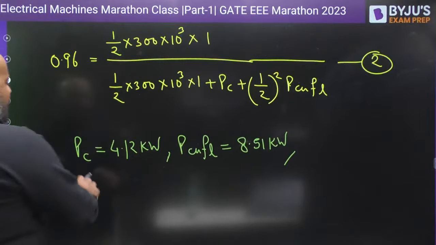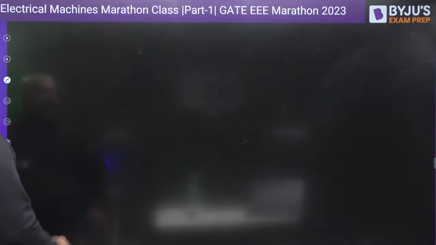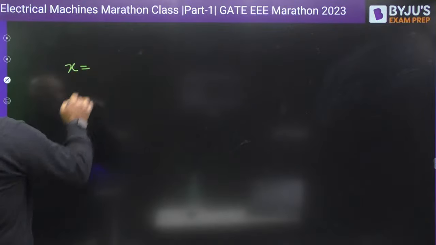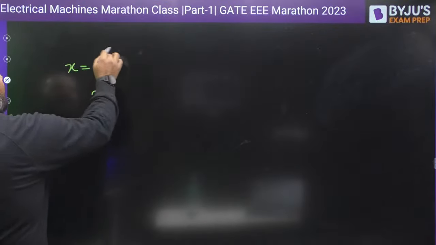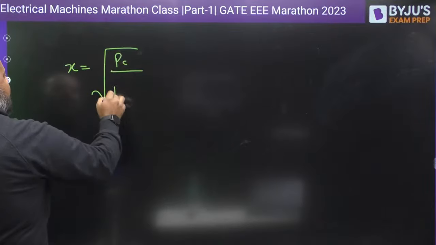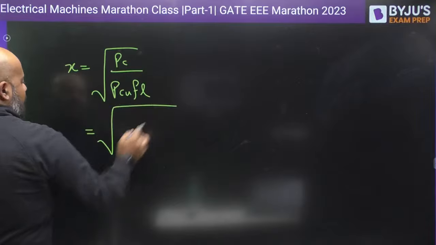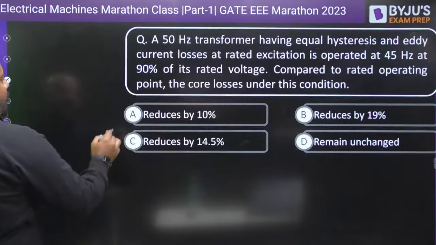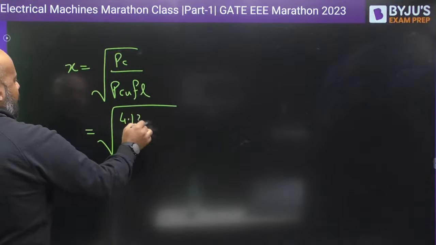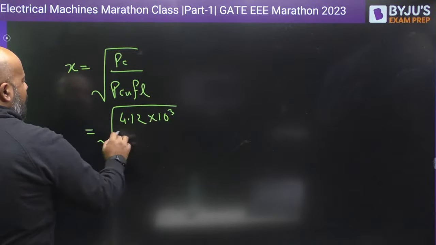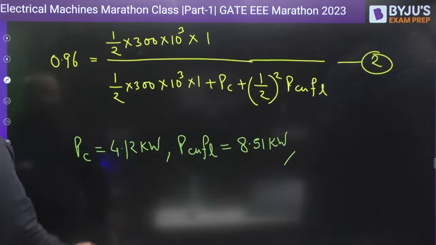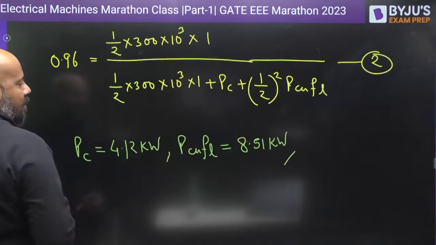Now, the moment you get these two values, can you tell me what is the loading for maximum efficiency? Yes, it is PC upon PCUFL. This is 4.12 upon PCUFL, 8.51.